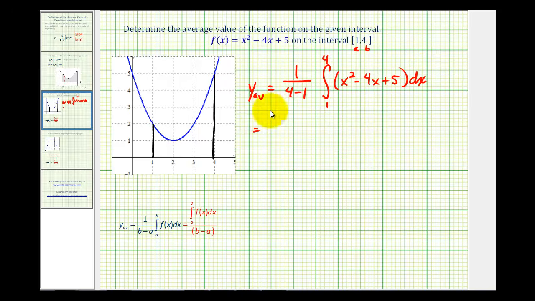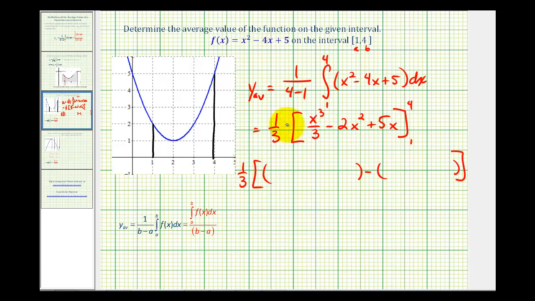So we can see here we'll have 1/3, and we'll go ahead and determine the antiderivative here. We'll have x to the third divided by 3 minus 4 times x squared divided by 2. That's going to be minus 2x squared plus 5x. And now we'll evaluate this at 4 and 1, and then determine the difference.